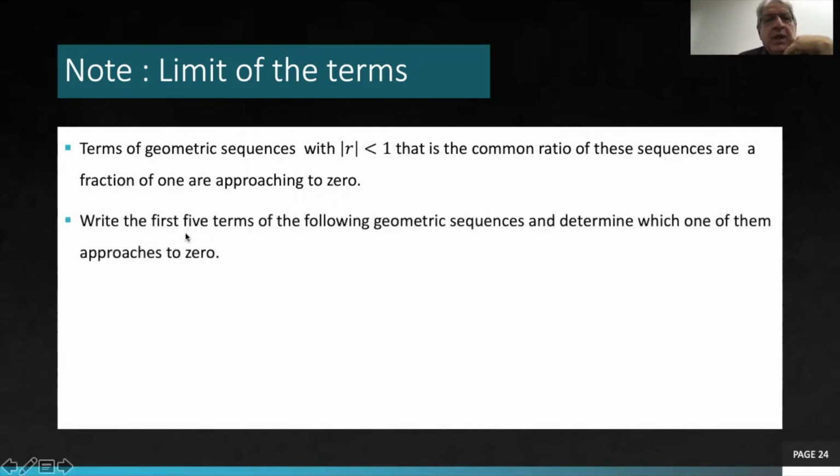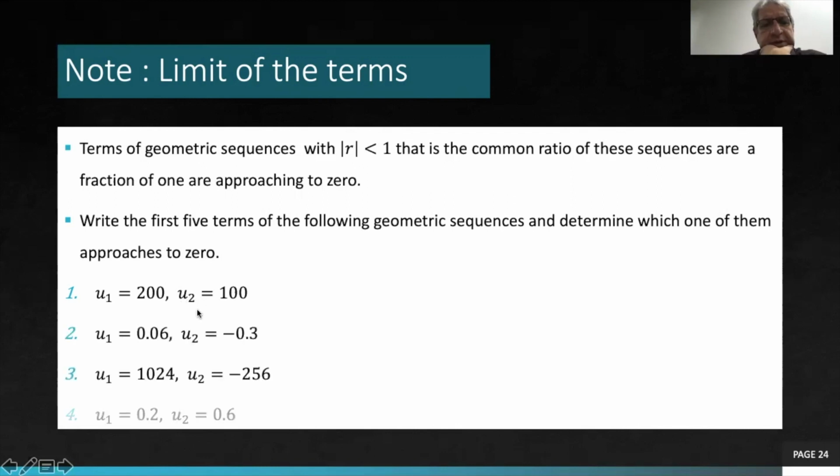Now, write down the first 5 terms of the following geometric sequences and determine which one of them approaches 0. Let us see what this is. Now, U1 is this, U2 is this. That means each time I'm multiplying by half. Let me write all of these. Now, these are the sequences given to us.